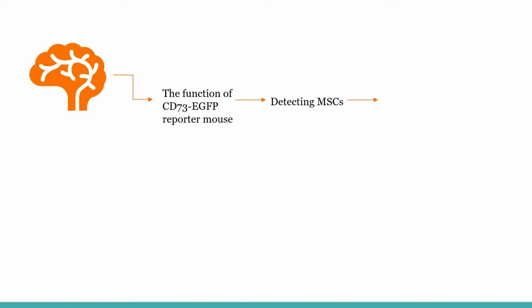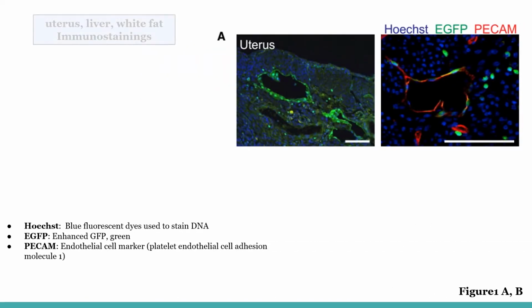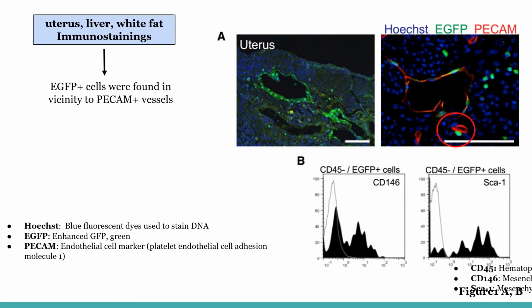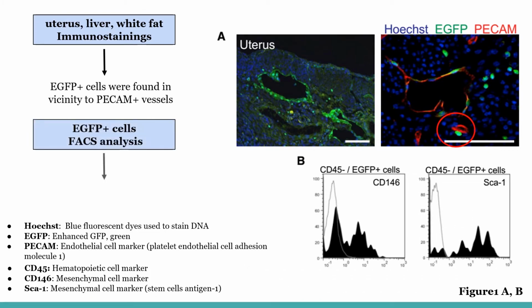So to confirm the function of the transgenic mouse in enabling the detection of MSC, we want to know whether this reporter mouse can detect the MSC in various organs and in the bone compartment. So they performed immunostaining in uterus, liver, and white fat, which are usually used for MSC isolation in vitro, and they found EGFP expression in these three organs, and these EGFP positive cells are near the vessels marked by PECAM, the endothelium marker.